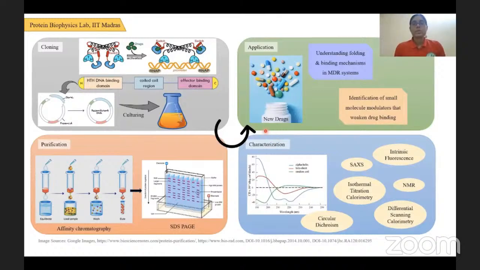And we hope to have some applications through these in the field of medicine, in generating new and effective drugs that will not bind to the antibiotic binding proteins. So this will help us get a better understanding of folding and binding mechanisms in multi-drug resistant systems.